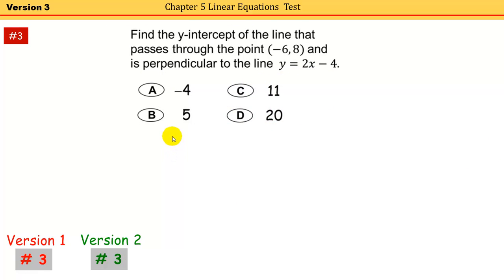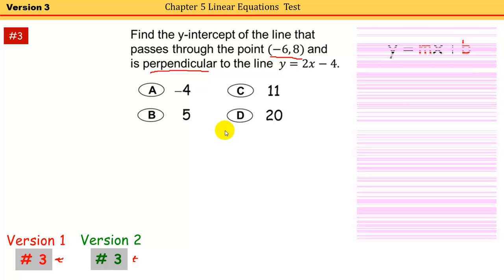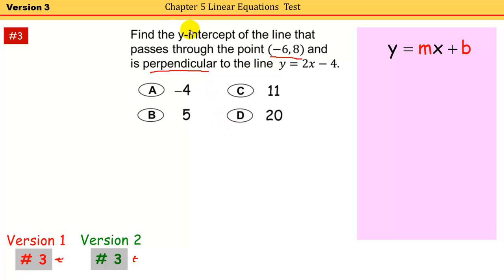Okay. Number 3 for version 3, again, version 1 would, well, actually they're all 3. That's pretty interesting. Okay. Find the y-intercept of the line that passes through this point and is perpendicular to this line. Here a little bit more challenging question, just because we have to do several things. So the first thing is we're asked to find the y-intercept of a line. So basically we're looking for this y-intercept here, this b.